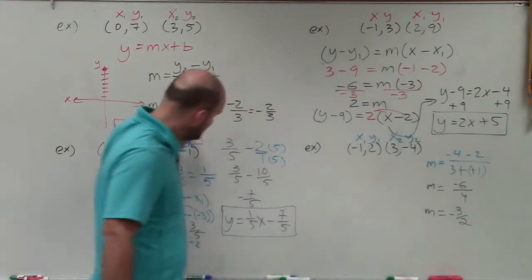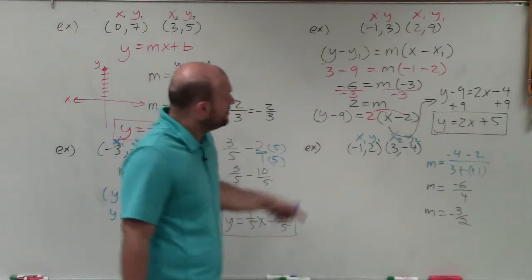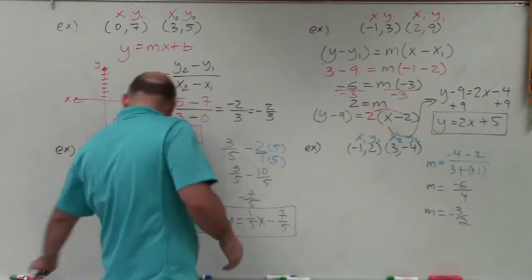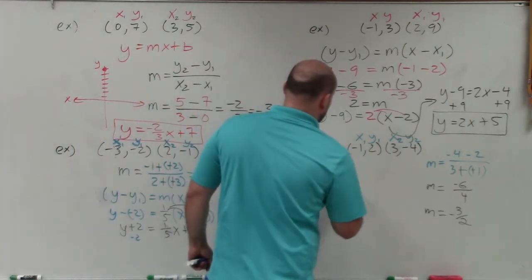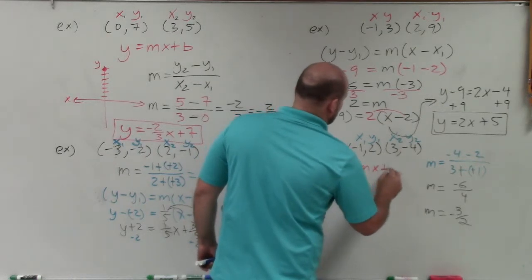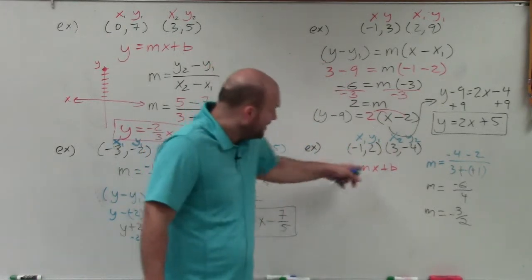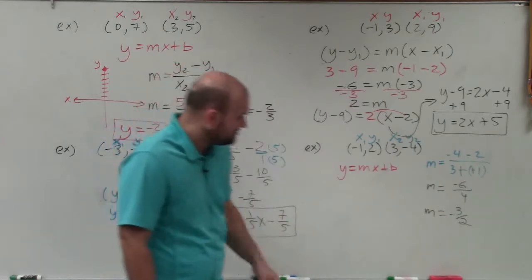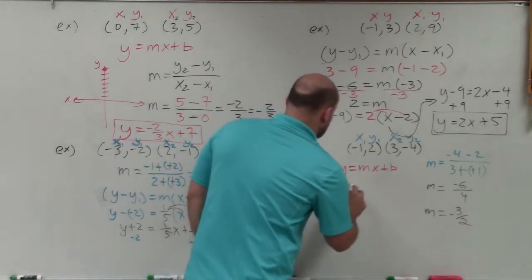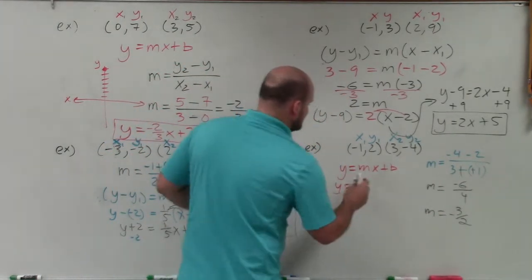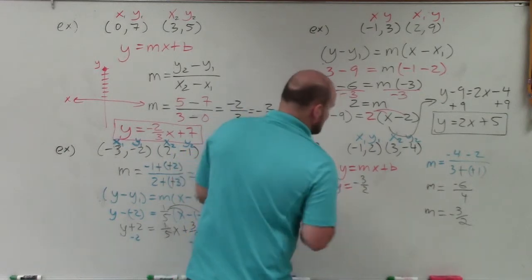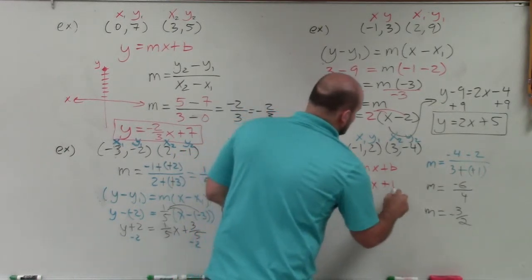Now, I could go back and use point-slope form. I also could say, all right, well, you know what, I want to write my equation in y equals mx plus b format. Well, if I want to write it in that format, which I've done for all these problems, and I know what my slope is, the only thing I really need to figure out is my y-intercept. So yes, you could use slope-intercept form, which is an awesome way to do that.